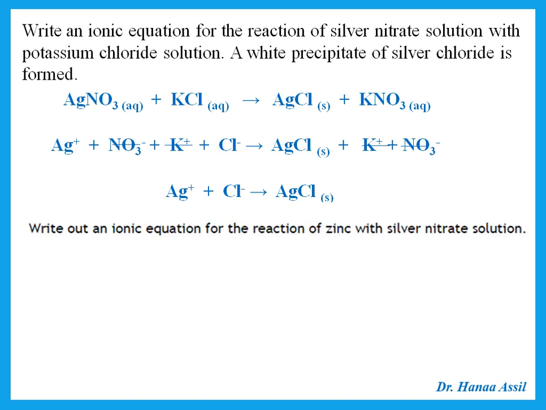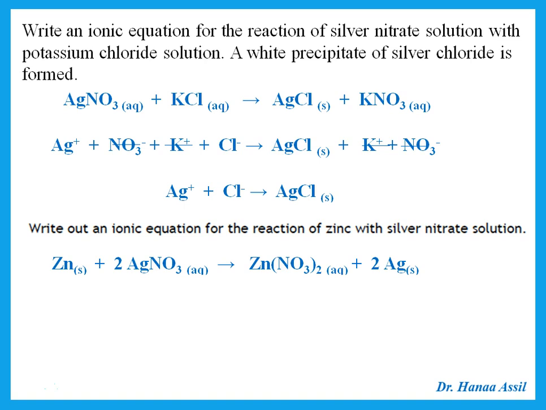This question says, write out an ionic equation for the reaction of zinc with silver nitrate. So let's write the equation. Zinc is a solid, of course, it's a metal. Silver nitrate to give zinc nitrate plus silver. And we need to balance it, so we need 2 to balance the nitrates and 2 to balance the silver.